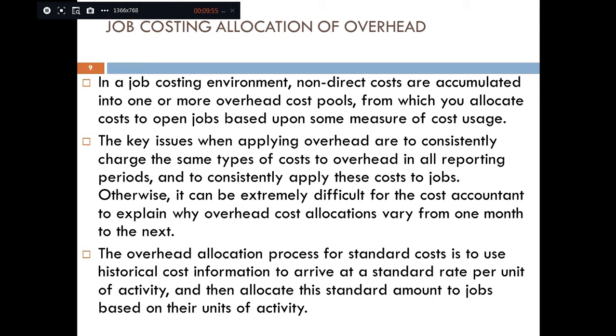The overhead allocation process when standard cost is used is to use historical cost information to arrive at a standard rate per unit of activity, and then allocate this standard amount to jobs based on their units of activity.